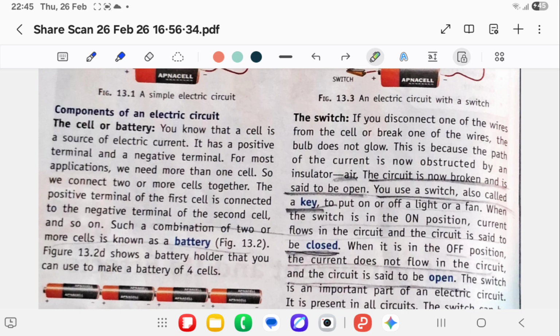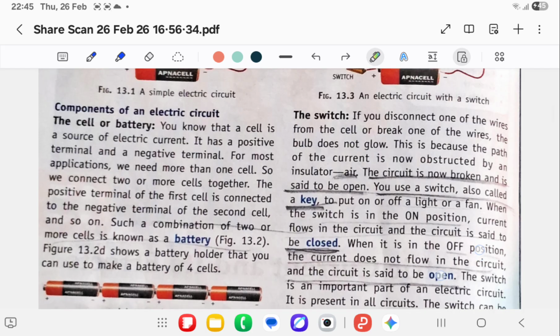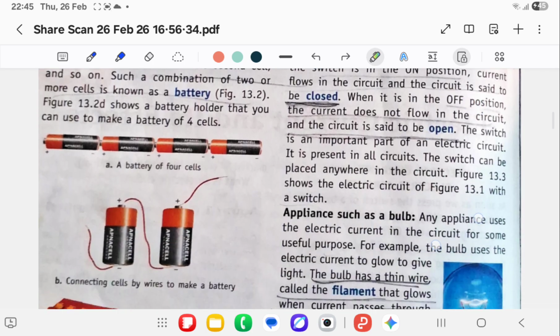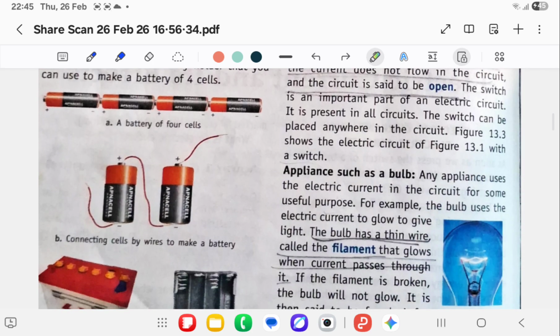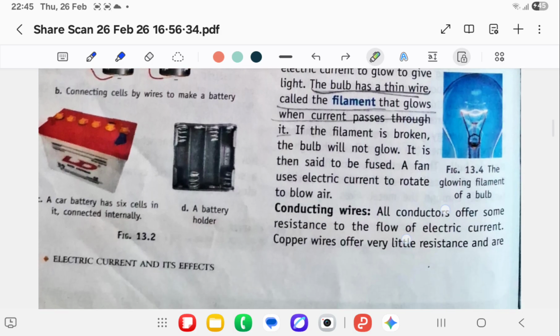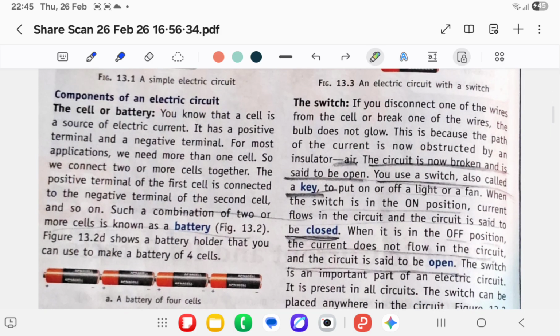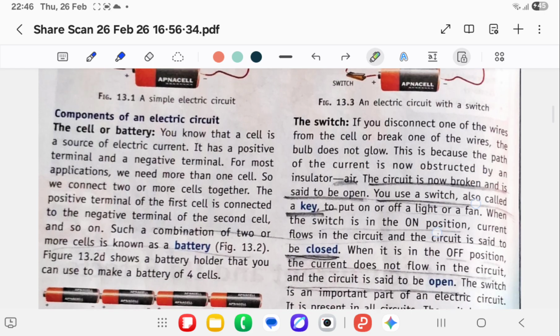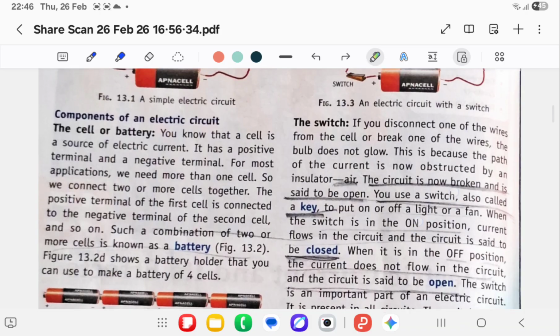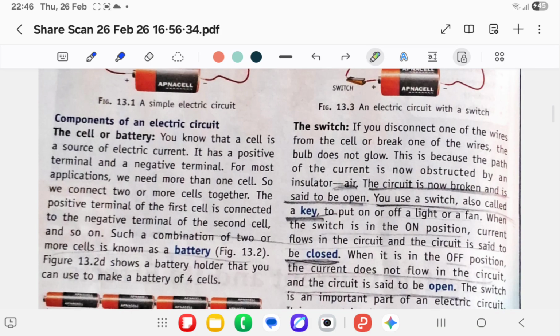Okay, now if we combine many cells, it becomes a battery. So whenever we join more than one cell, what we do is connect the positive terminal to the negative terminal. Okay, then only the combination will work. Next, the next component is the switch. So what is the function of your switch? Whenever you want to switch on an appliance, you switch it on. If you want to switch it off, then you switch off the switch.